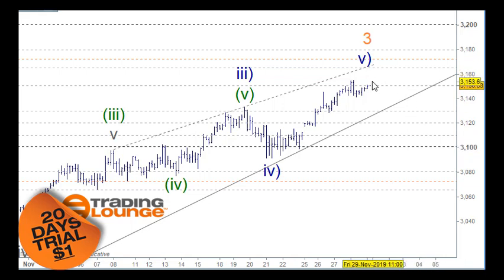And if you do go long from up here, then group 2 is the next target here.